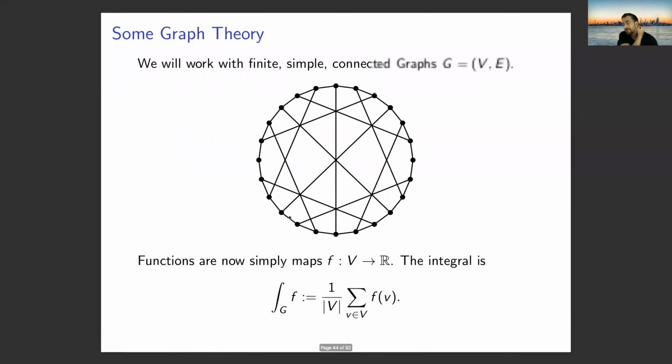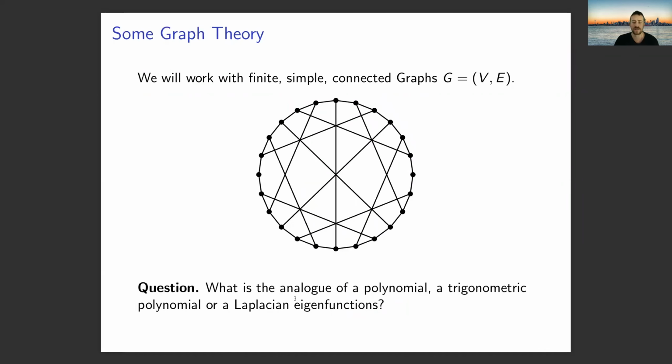Okay, so we'll take a finite simple connected graph, everything nice, everything friendly, everything unweighted. You could weight things, but everything unweighted. And we've got a nice way of integrating functions, just the average value. And now the question is, what's the analog of a polynomial or a trigonometric polynomial, or this was already combining both, a Laplacian eigenfunction?